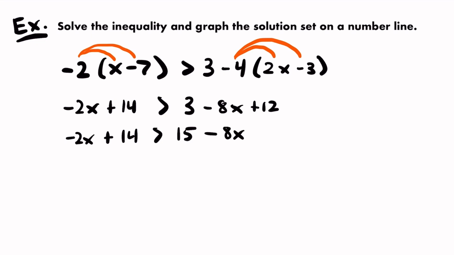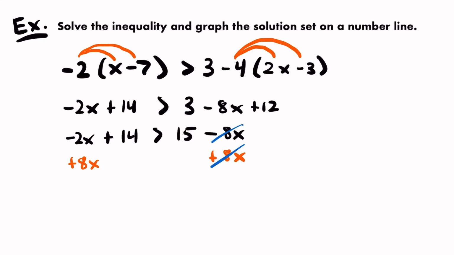Okay, and now the next thing we want to do is combine our variable terms, right? We have two terms involving x, but in order to solve for x or isolate it, we need just one variable term involving x. So we have to get rid of one of these from one side of the inequality. And I'm going to choose to get rid of negative 8x. Let's add 8x to both sides of the inequality. By doing that, this negative 8x will cancel out with this positive 8x. They will combine to be 0.